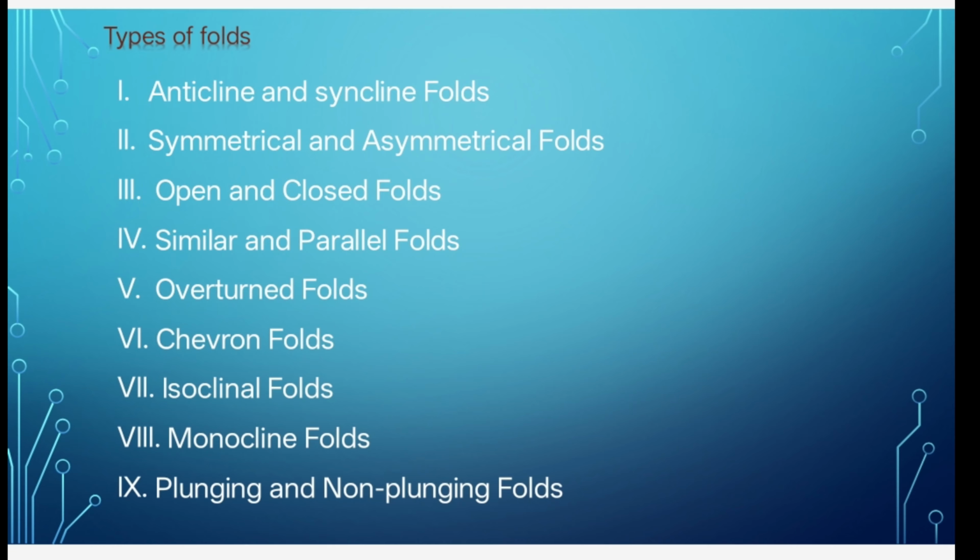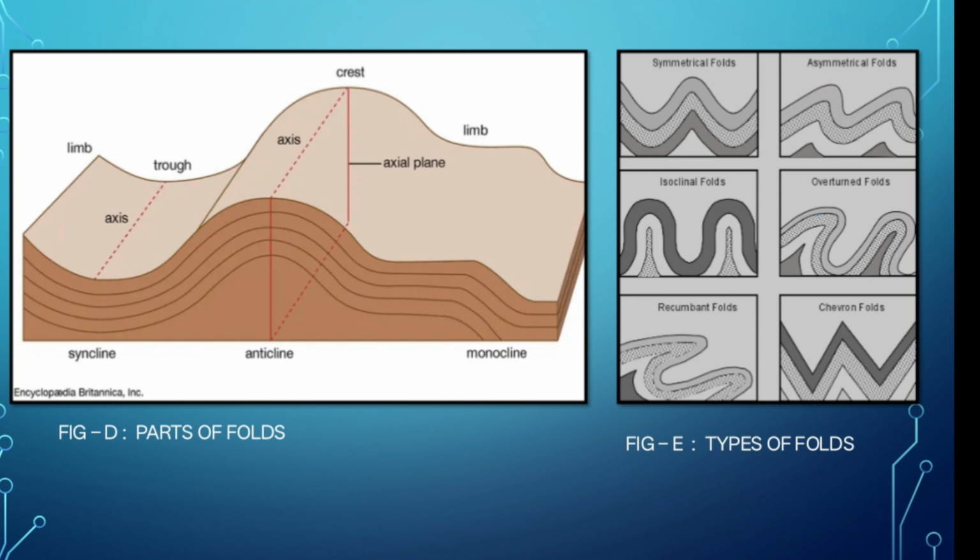Today we are discussing types of folds. In the previous video, I already discussed what folds are. Okay? And today we are discussing types of folds. Number 1 is anticline and syncline folds. Second one is symmetrical and asymmetrical folds. Third one is open and closed folds. Fourth one is similar and parallel folds. Next, overturned folds, chevron folds, isoclinal folds, monocline folds, plunging and non-plunging folds. These are the types of folds.